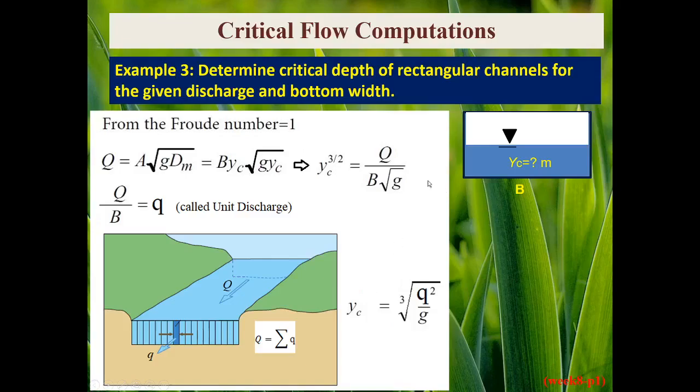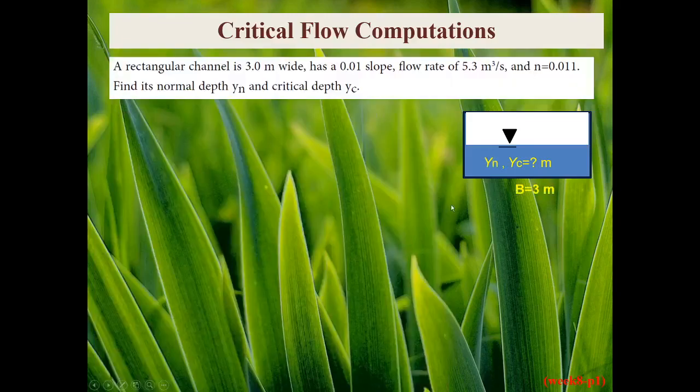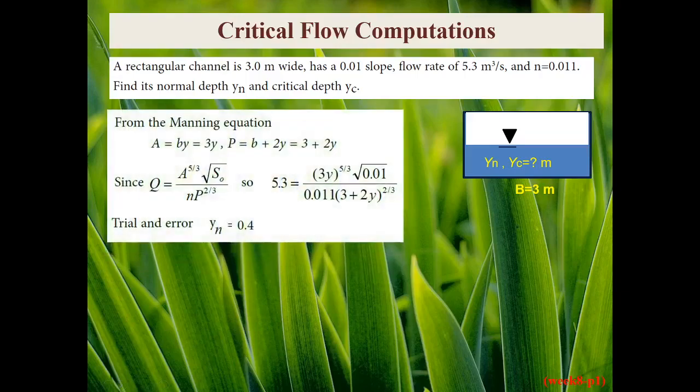This is an example I have here. I'm looking for the critical depth when B is 3 meters and the flow rate, or discharge, is 5.3 cubic meters per second. Manning roughness is also given, therefore I can calculate other parameters like normal depth or the critical slope of the channel. From the Manning equation, this is the solution for the case that the flow is not in critical condition; I assume a normal, or uniform, flow condition.